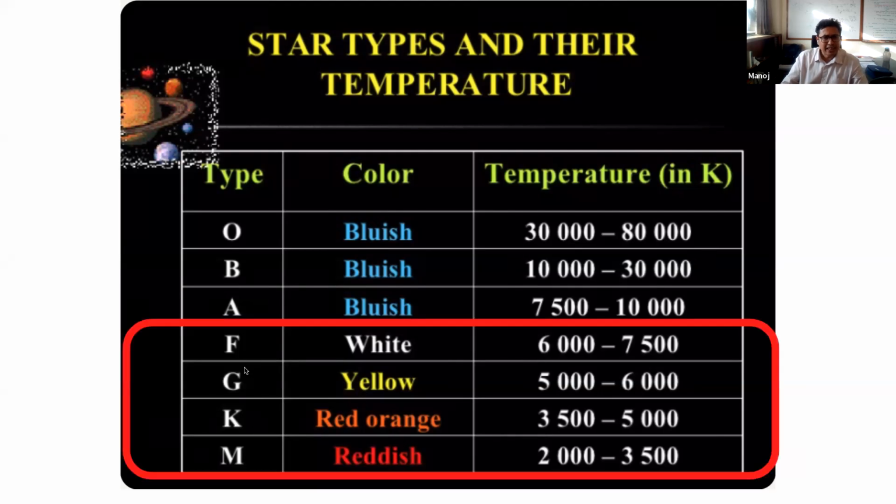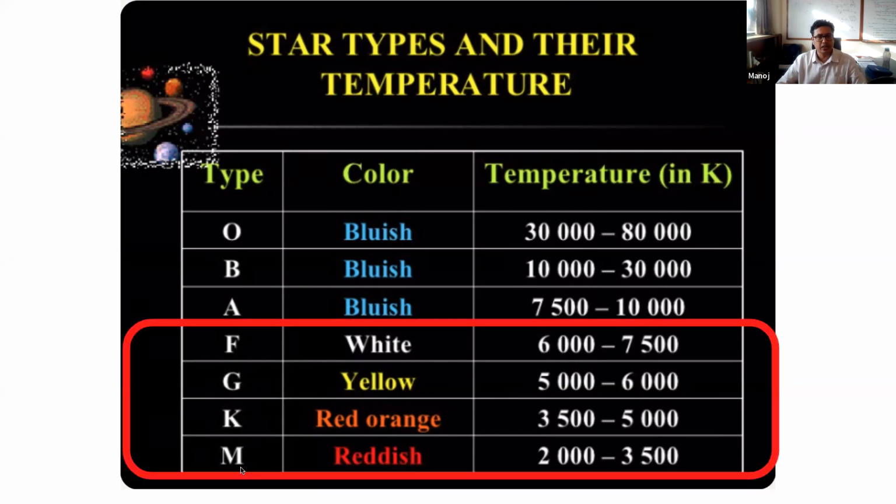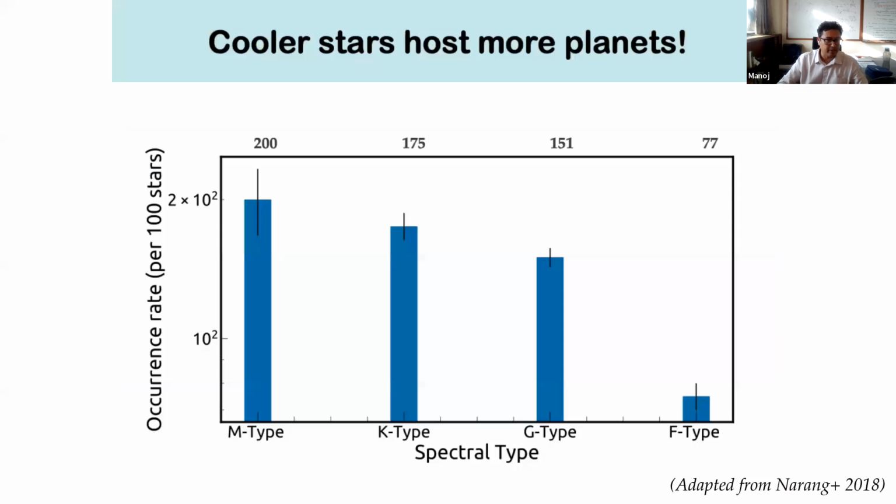So in the Kepler field, the stuff I'm showing, most of these stars that we have looked at so far are FGK type stars. Very few F stars, but mostly G, K, M, sun-like stars and then cooler stars. So we'll be only talking about these stars with temperatures less than 8,000 Kelvin. And this is what occurrence rate tells us.